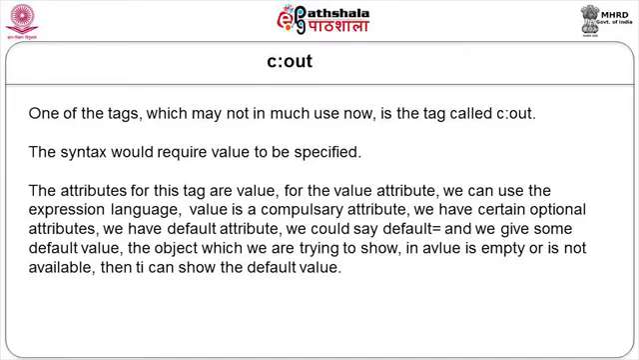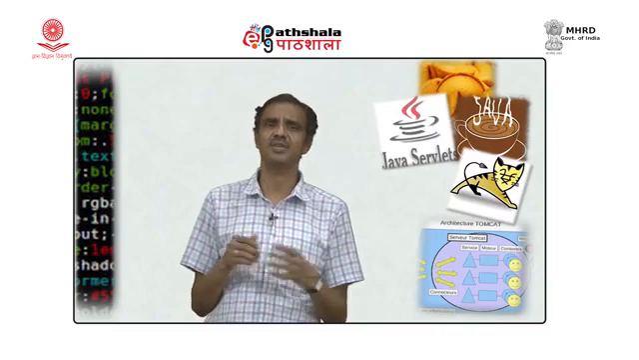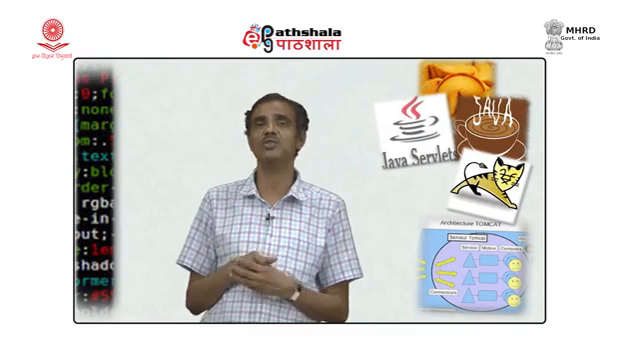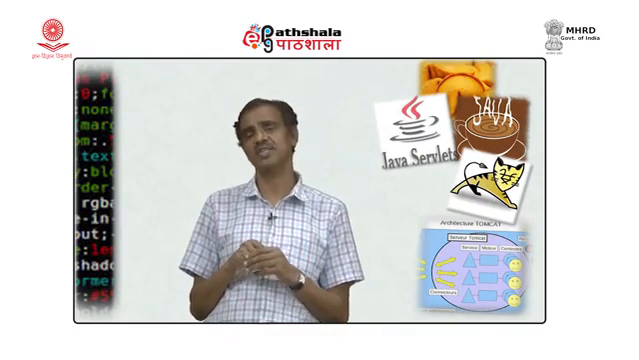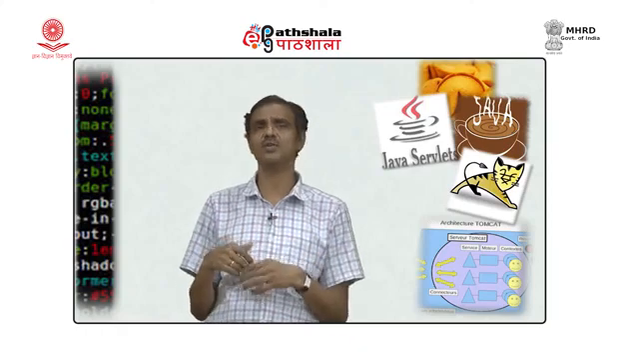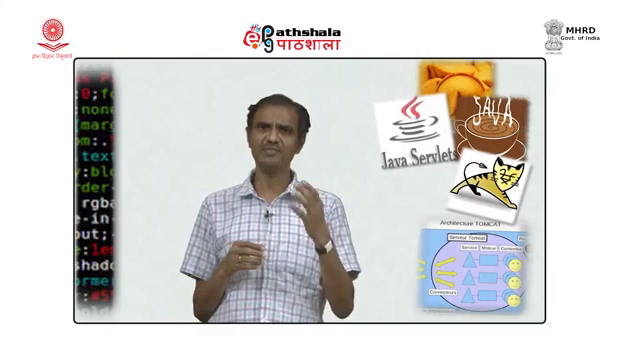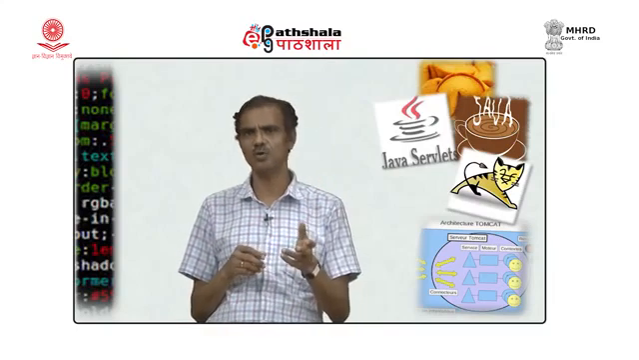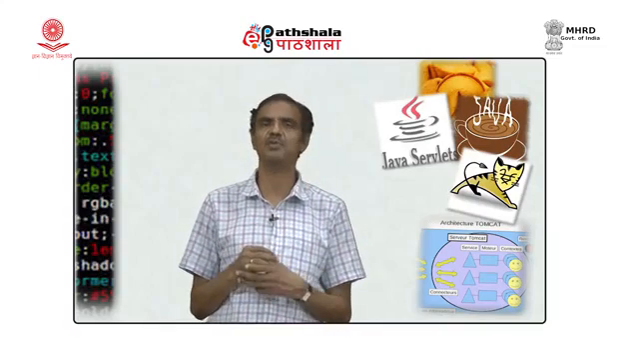expression language was allowed to a limited extent, and you could not put them straight away. So, they could go as attributes, as values for the attributes. One of the tags which was available for that purpose, if you wanted to give output of any of the objects, we have this tag called C:out. One of the attributes was value.